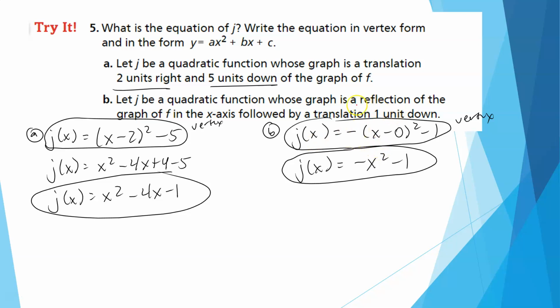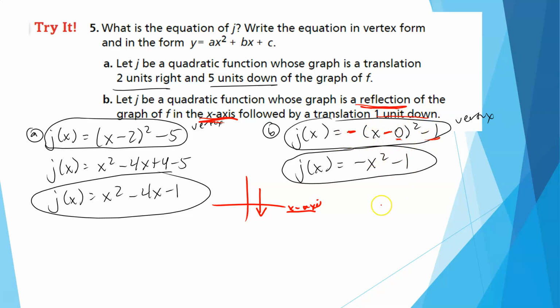It was a reflection over the x-axis. And remember, the x-axis is this one, which means that to reflect it vertically, that would be over the x-axis. So that's why I put the negative outside of the parentheses. I decided to leave it in, so then it has a vertex. It does not shift left or right, so that's why it's 0 here, but the 1 down would be a minus 1 on the outside.